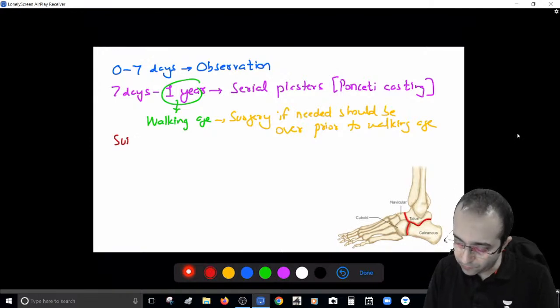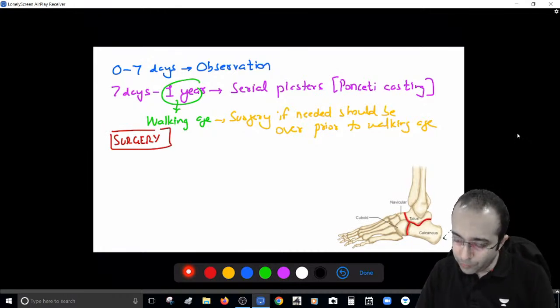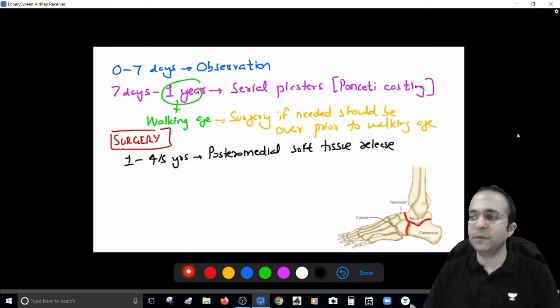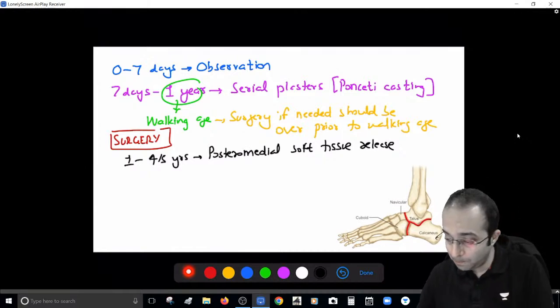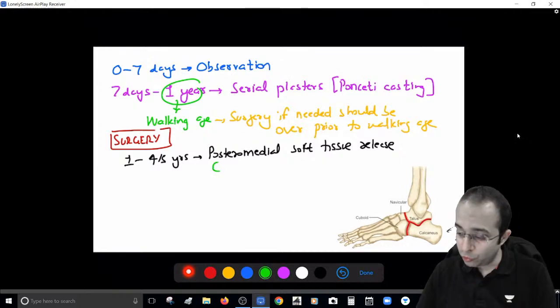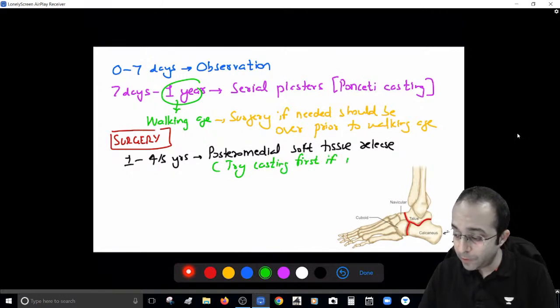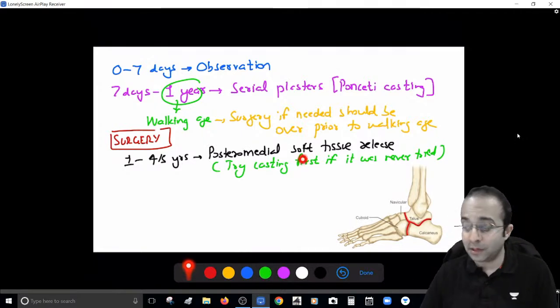Now suppose we are going ahead with surgery. How to choose grossly the surgery? Between the age of 1 to say 4 or 5 years, we go with this surgery, posterior-medial soft tissue release. The problem in CTV is that the posterior-medial soft tissues of the foot are tight. So we cut those tight structures to straighten the foot. Clear? But let me tell you, here also try casting first, if it was never tried. एक्चुअली ये रूल होता है, क्योंकि कास्टिंग से एटलीस्ट डिफॉर्मिटीज कम हो जाती हैं, सर्जरी का सक्सेस रेट ज़्यादा हो जाता है. क्लियर? सो दैट इज एग्जैक्टली द फंडा वी फॉलो.